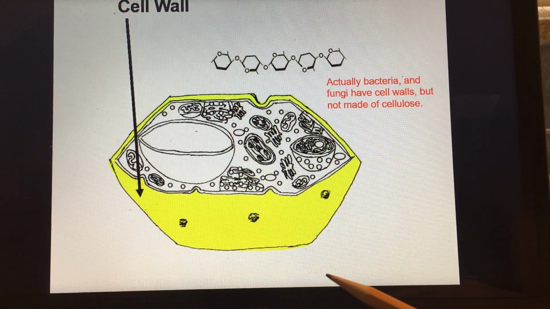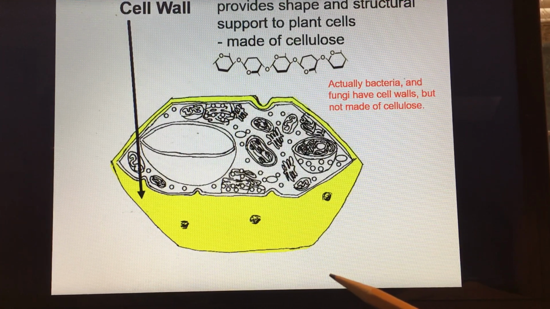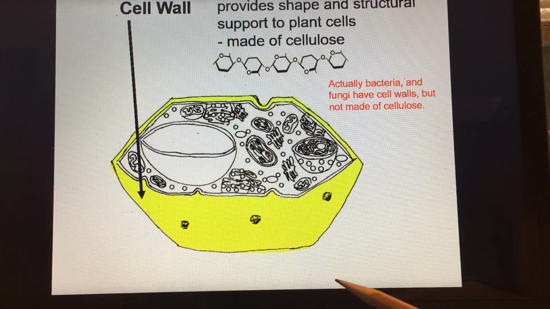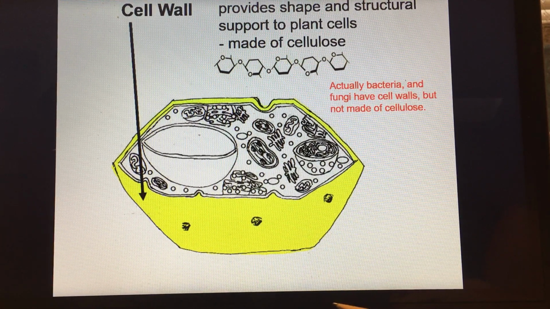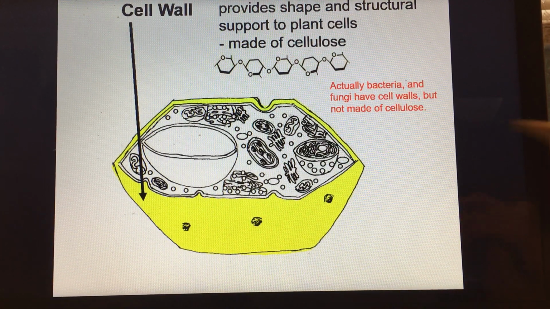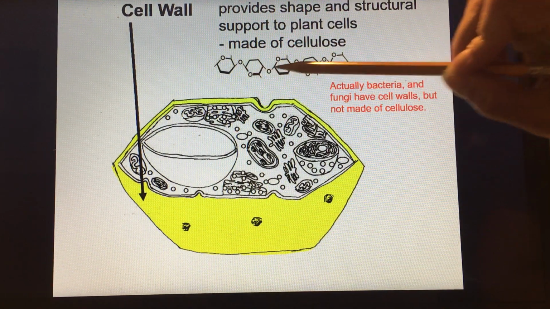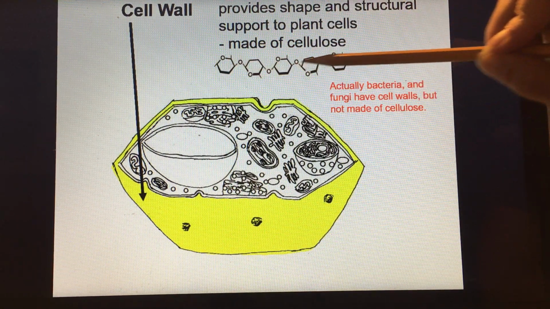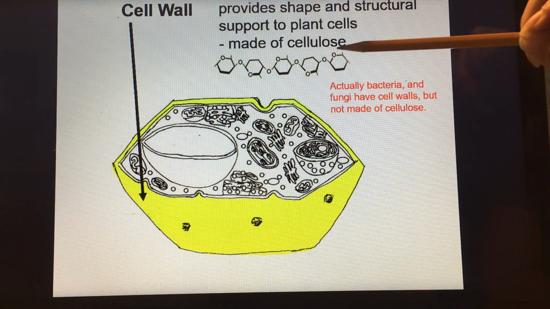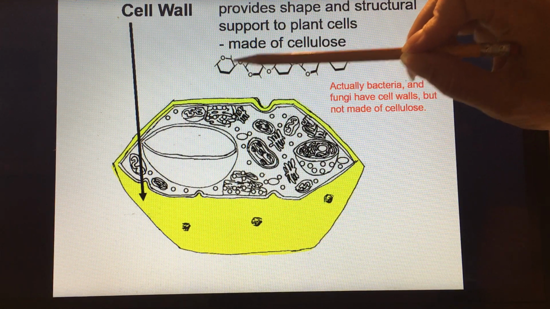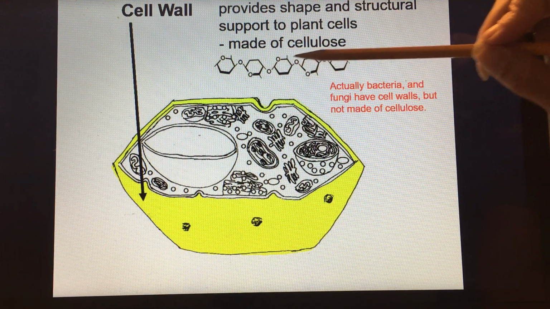The cell wall is found in plant cells and algae cells and provides shape and structural support to plant cells. In plant cells and in algae cells, the cell wall is made of cellulose. Remember, cellulose is a long strand of glucose molecules, and the oxygen atoms in the ring are alternating direction. So these glucose molecules are right side up, upside down, right side up, upside down.